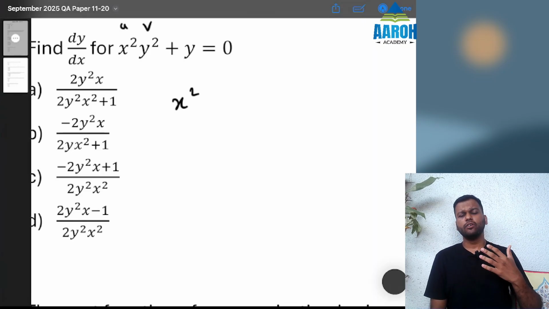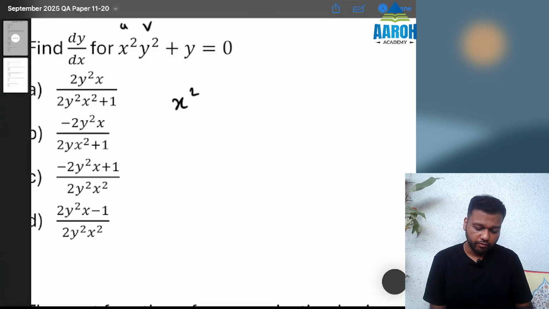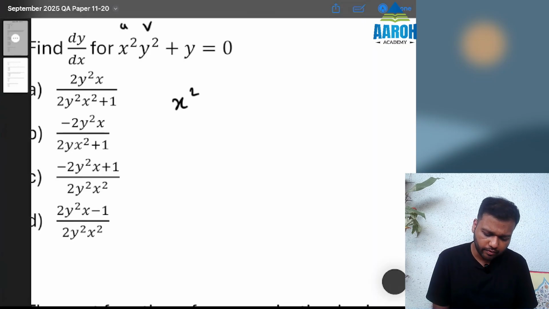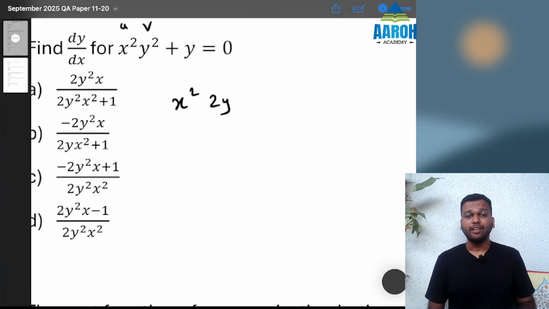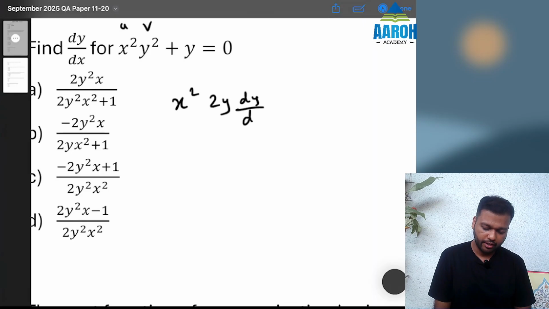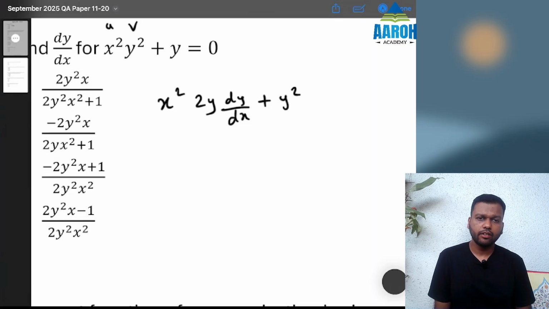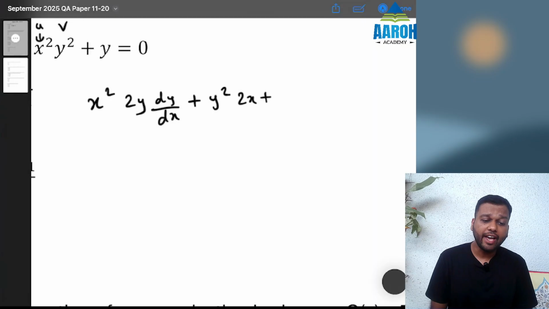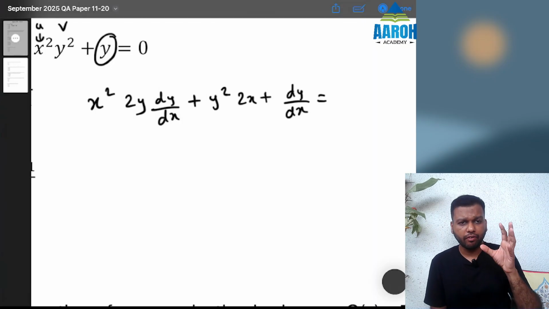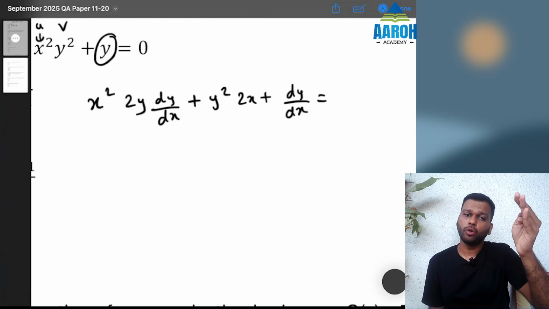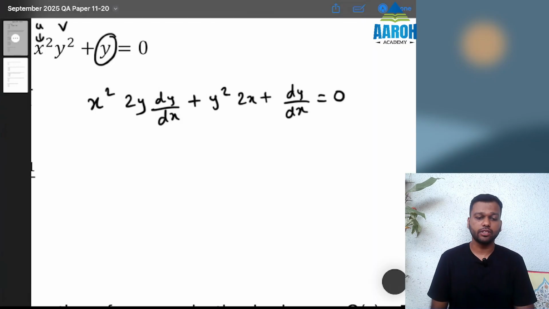Now understand, if it was x square, we would have written 2x, right? So if it is y square, we'll write 2y. But the derivative of y is dy by dx. So we'll write dy by dx plus v into u dash. So v is y square into u is this x square, right? So u dash will be 2x plus derivative of y, which is just dy by dx. So whenever you take the derivative of any term containing y, you have to also write dy by dx, right? So is equal to 0.